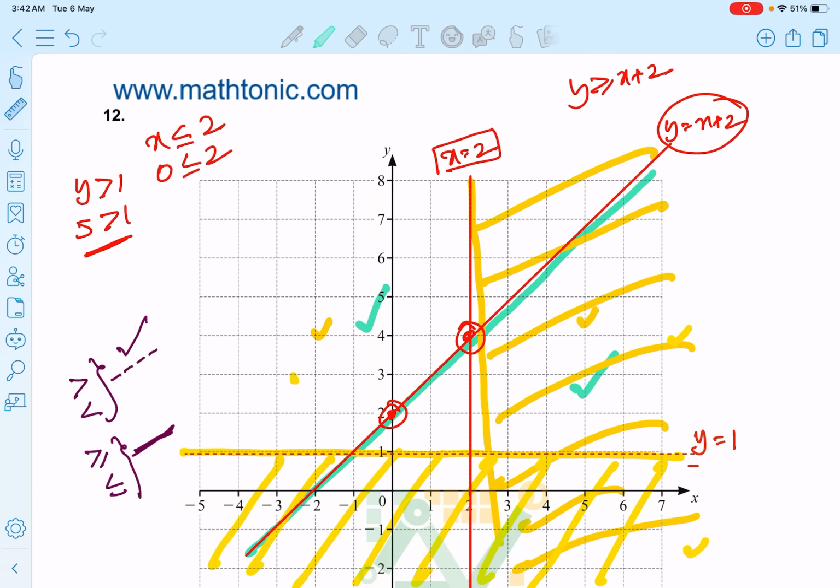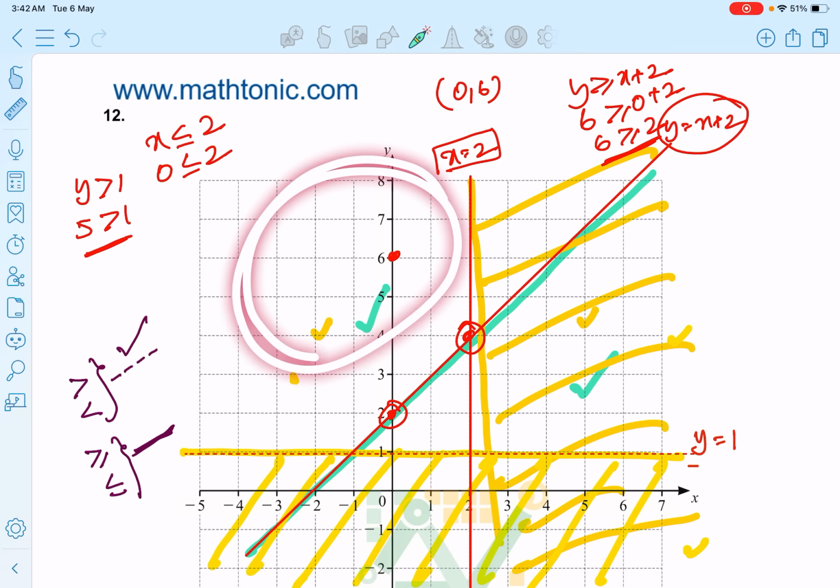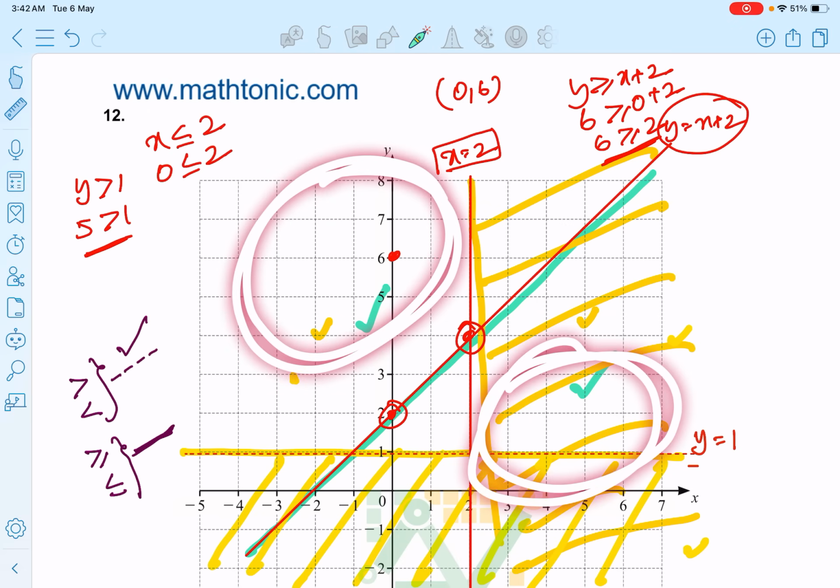So try to take any coordinate of your choice. For example, I'm taking this coordinate. What is given? It should be 0, 6. So 0 and 6, right? Put the value here. So y is 6, greater than or equal to 0 plus 2. So y is greater than or equal to 2. Is it true or false? This is true. That means this area becomes true and this area becomes false.